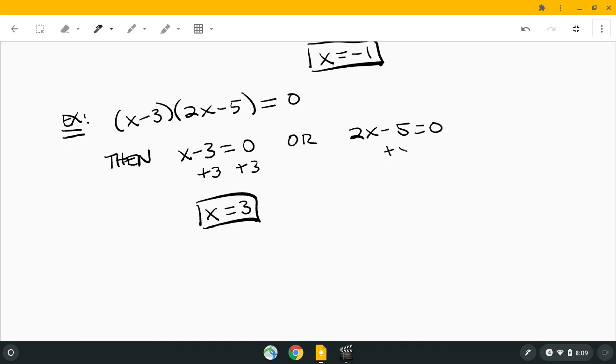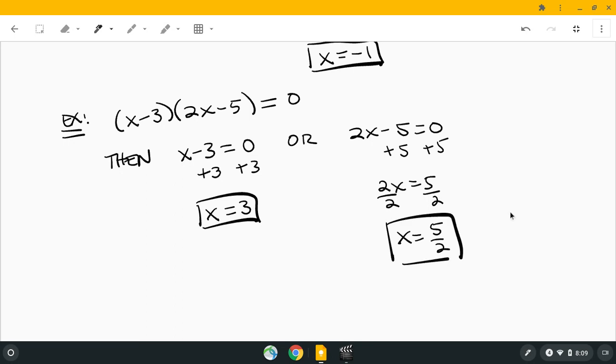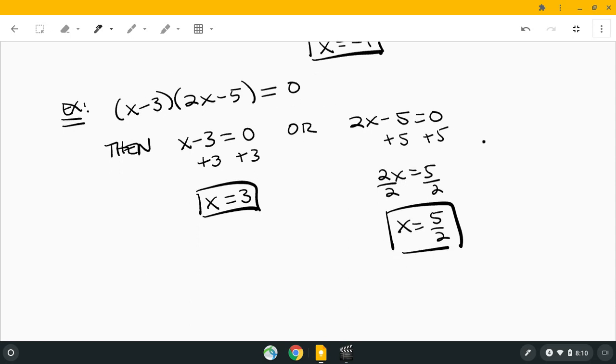If I add 5 here, I get 2x equals 5. If I divide both sides by 2, I get x equals 5 halves. If I plug in 5 halves, it doesn't matter what I get over there, because over here the 2's will cancel and I get 5 minus 5, which is 0. 0 times anything is 0.